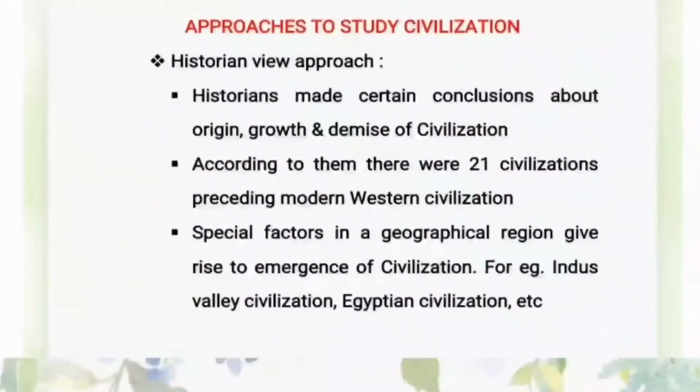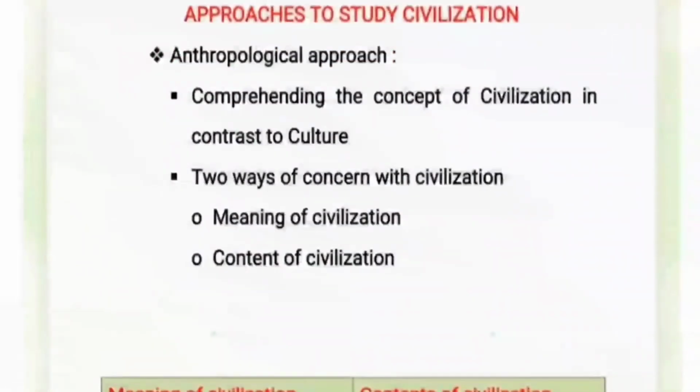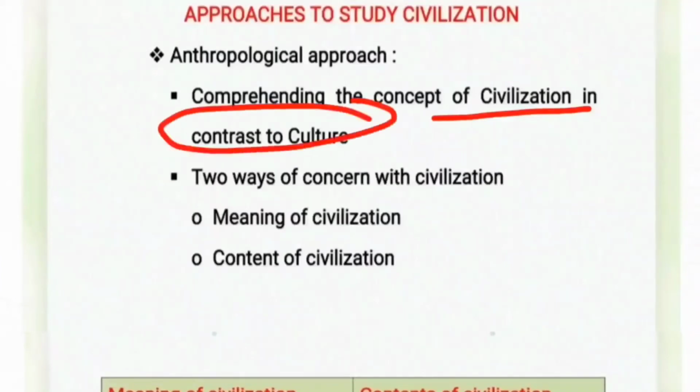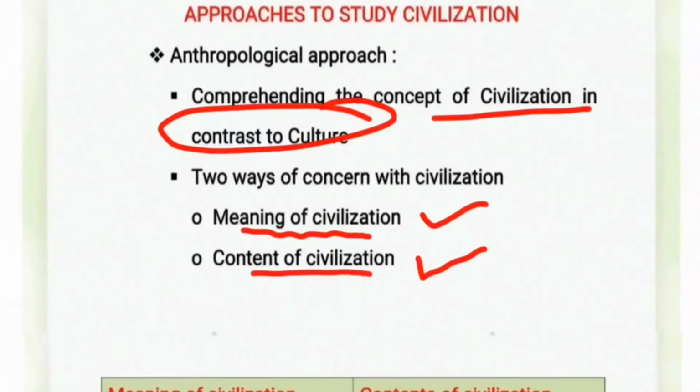Moving forward to the next approach, that is the anthropological approach, comprehending the concept of civilization in contrast to culture. So this anthropological approach is simply contrasting civilization with culture. We have two ways of concern with civilization, that is the meaning of civilization and the content. What is its meaning and what is its content? We describe them one by one now.